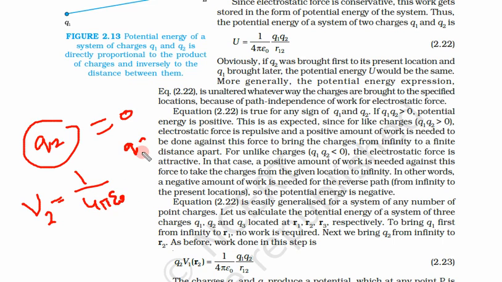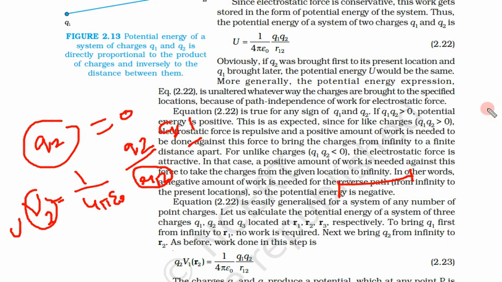Q2 upon R2. Okay. As soon as we bring test charge 1, this will become R12 or R21, both are same. Whether you take distance R12 or R21, both are same. So again, this potential will be converted into potential energy as soon as we bring another charge.